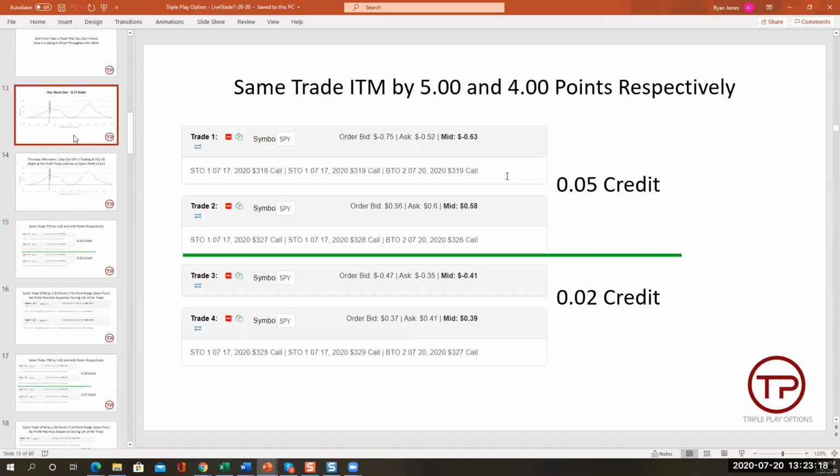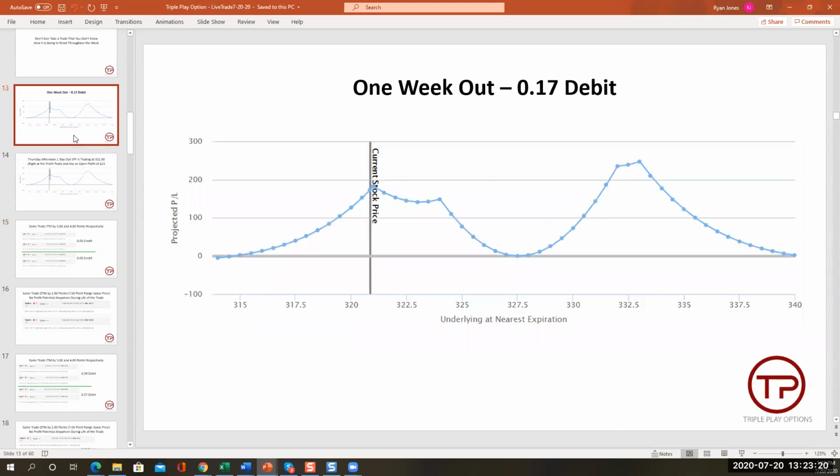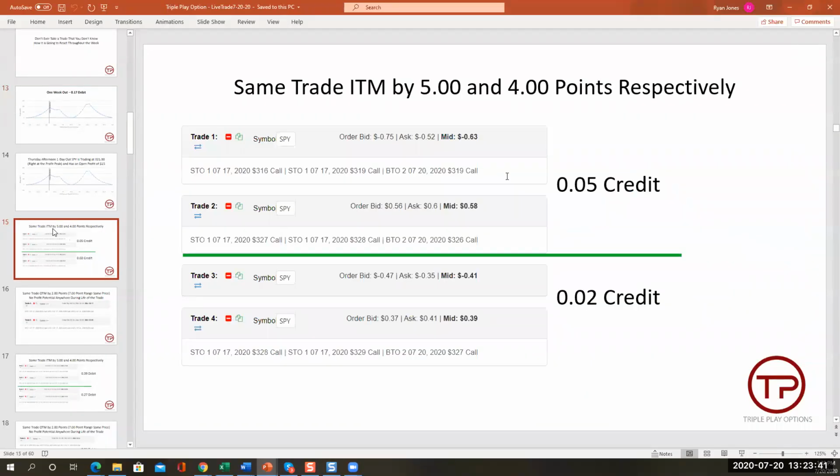In other words, where is this trade going to be if the market moves up a few points, 4 or 5 points? So let's say 324, 325. Where's this trade going to be one day out? And this reflects where the price of that trade is going to be one day out.